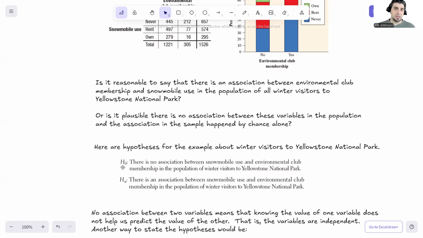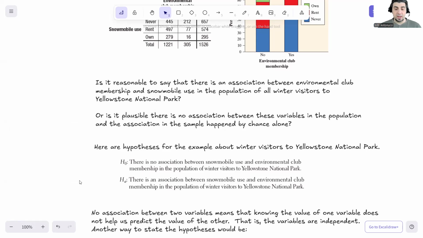Notice the null is basically saying there's no association, and it's in context of the problem and the association that we're looking for or not looking for. The alternative would be the same exact statement, but we say there is an association. Now, when we say there's no association between the two variables, this means that knowing the value of one variable is not going to help us in any way predict the value of another. That is, the variables are independent of one another.